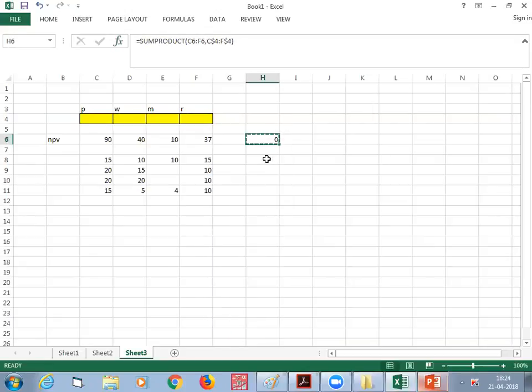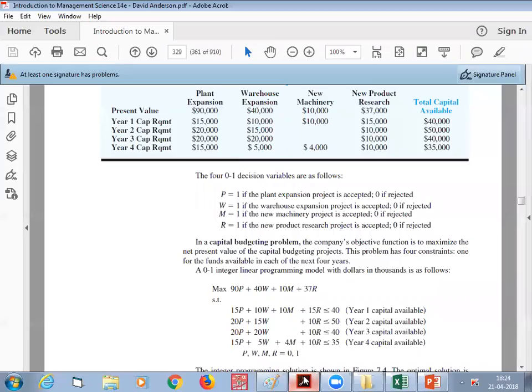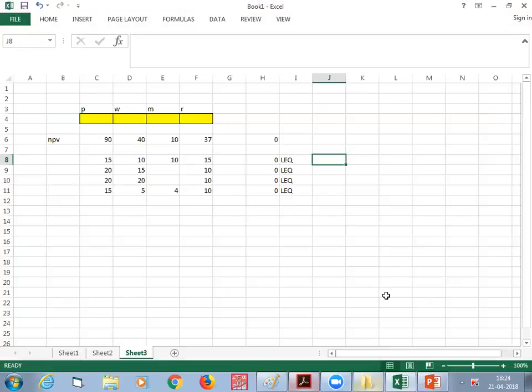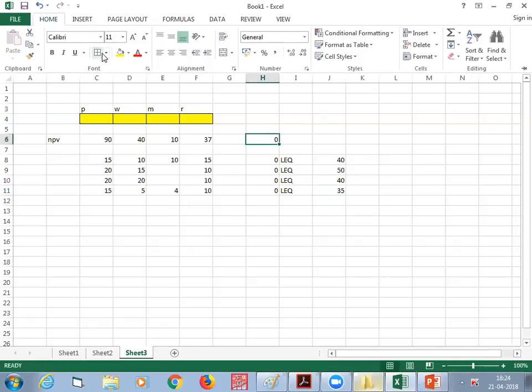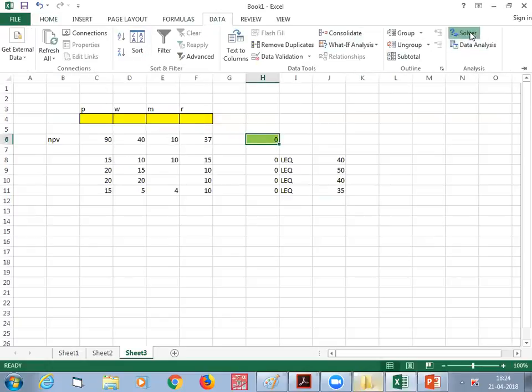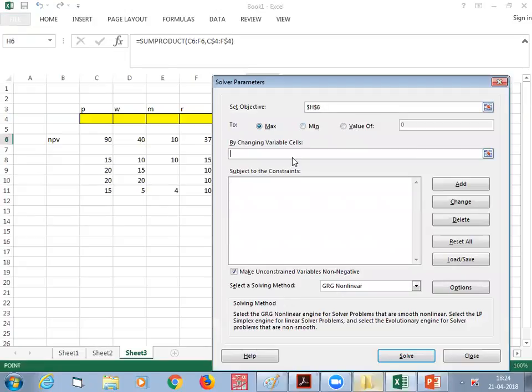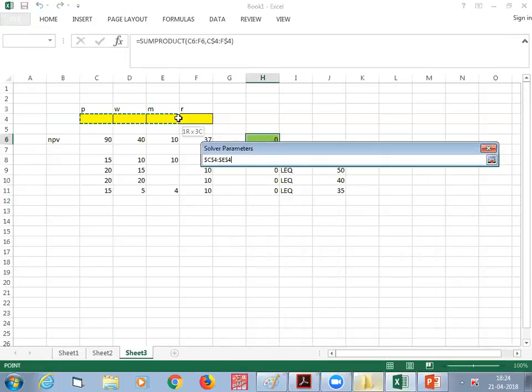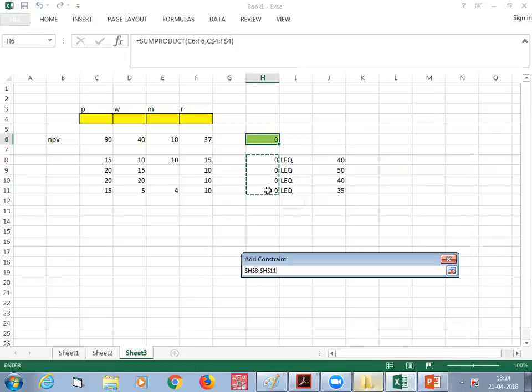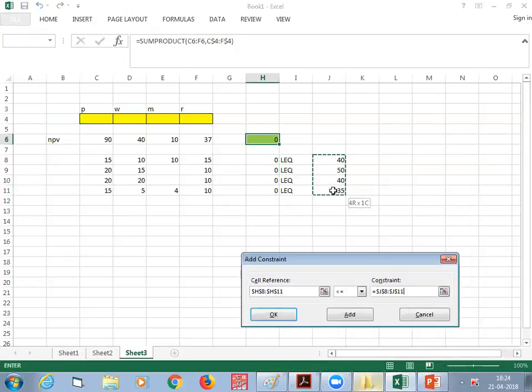Okay, copy, paste here. All of them are less than or equal to how much? Okay, so let's remember 40, 50, 40, and 35. Okay, and we're ready. So maximum. These are the variables, and these are the constraints.